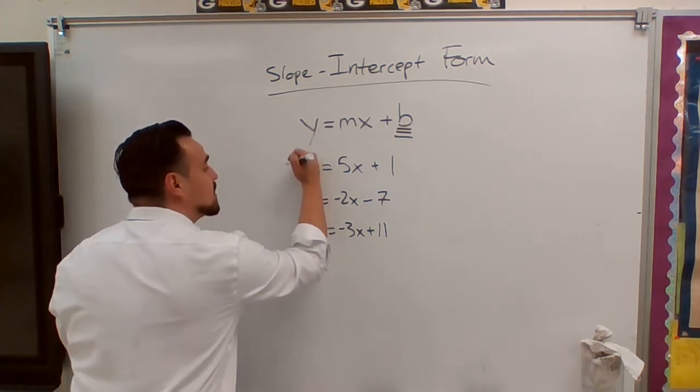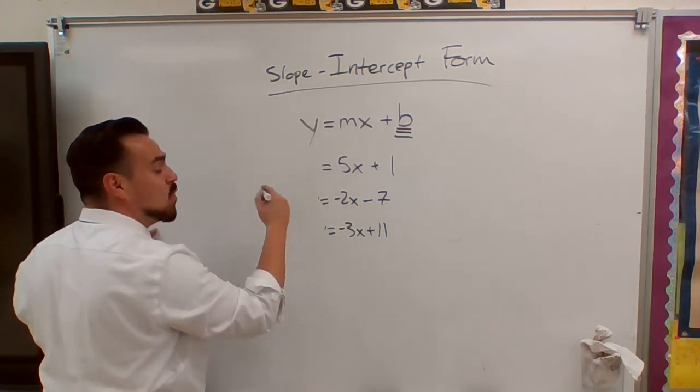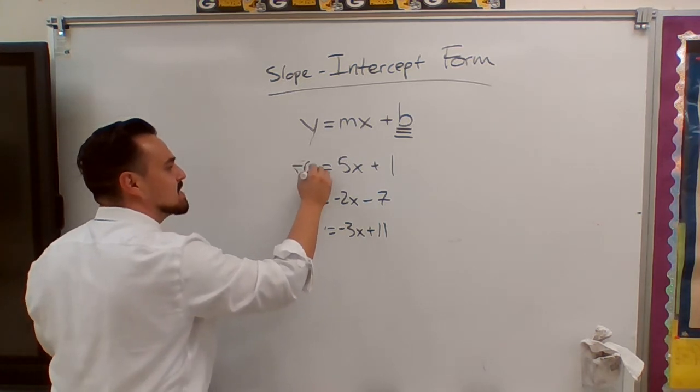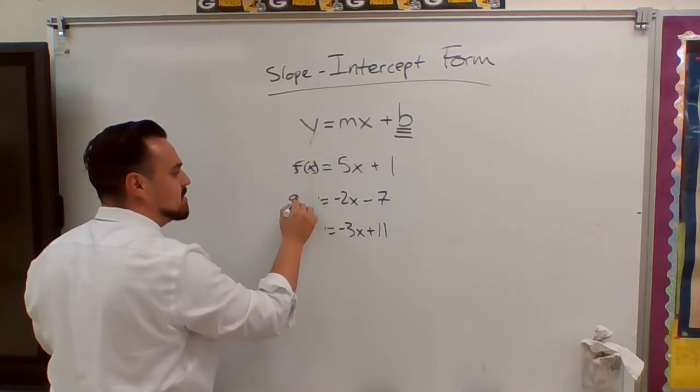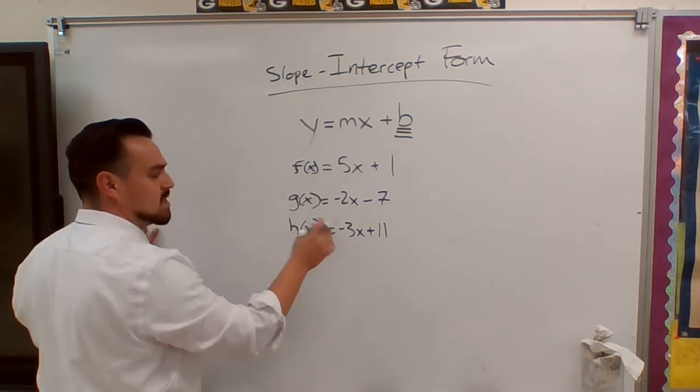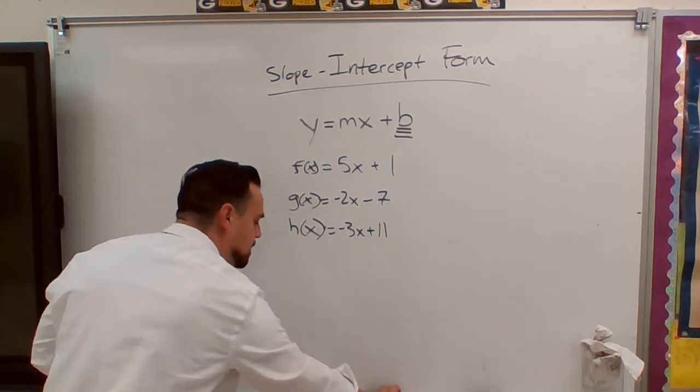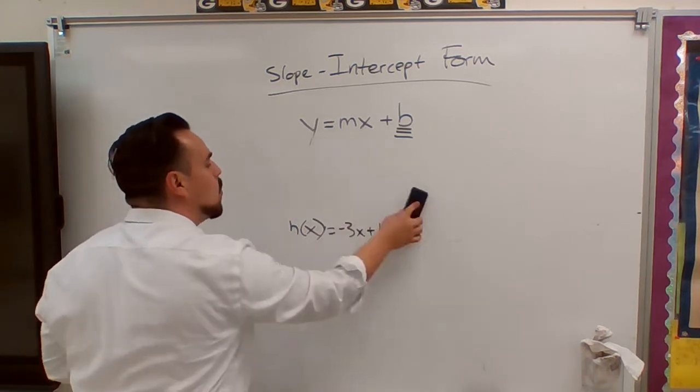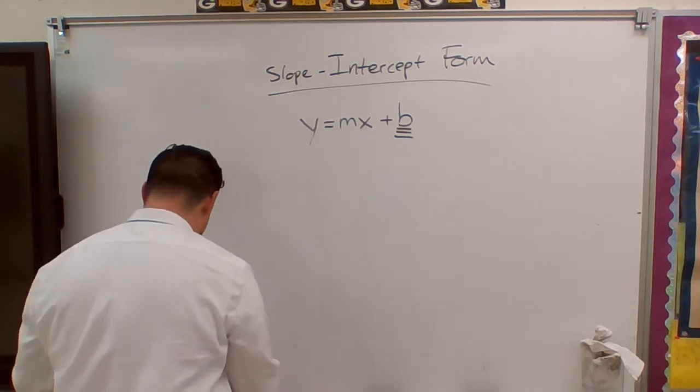And you can rewrite it in functional form too. It'll still be slope-intercept form, just in functions. F of x is equal to this. G of x is equal to this. H of x is equal to this. But what is m and what is b?